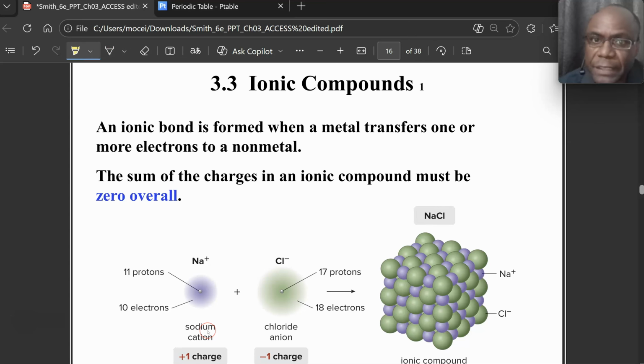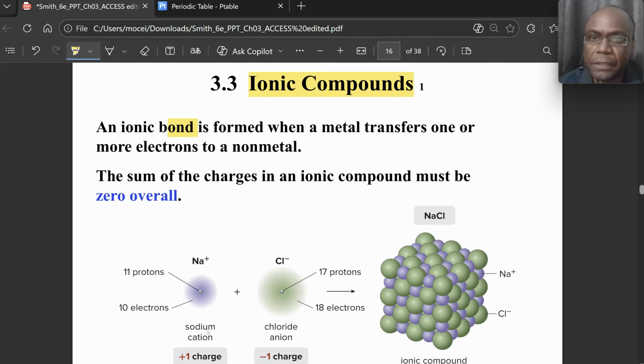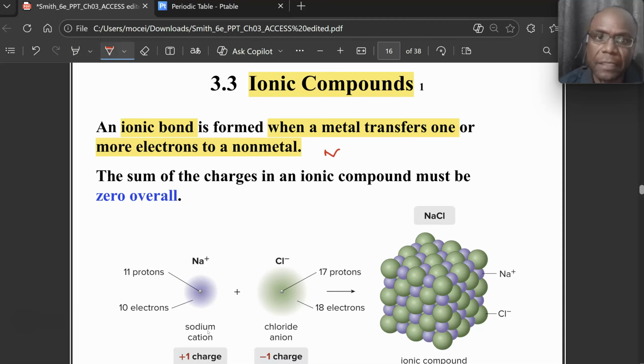Now, let's switch gears and really show how ionic compounds are formed using ionic bonds and emphasize the way to write their formulas. An ionic bond is formed when a metal transfers one electron or more to a nonmetal. We talked about that at length.